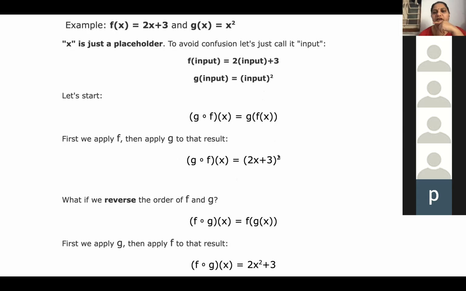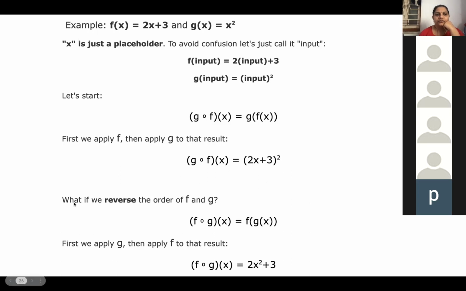What is that? Square. Whatever the input is, square. That square is the g function. What is the input here? F of x. So what is f of x? 2x plus 3. And its function is square. Okay, so g composite f of x will be (2x plus 3) square.